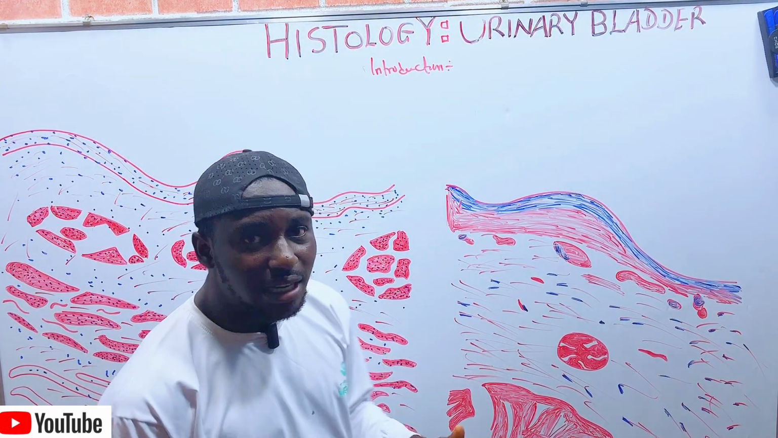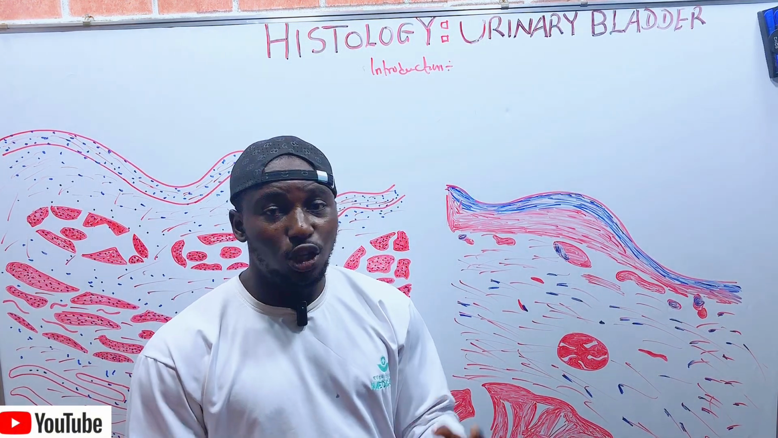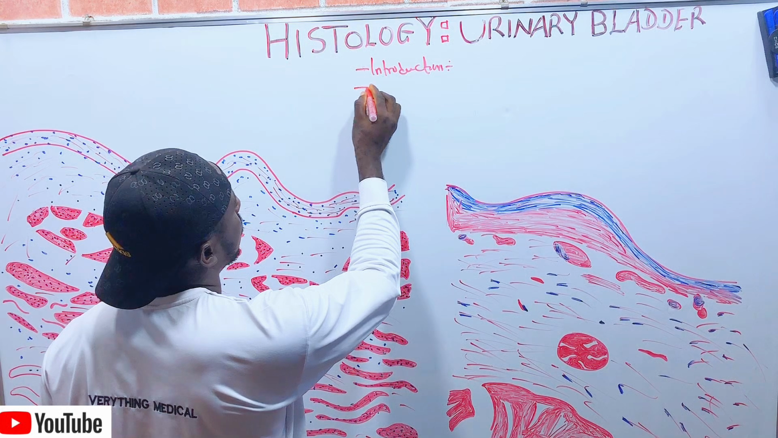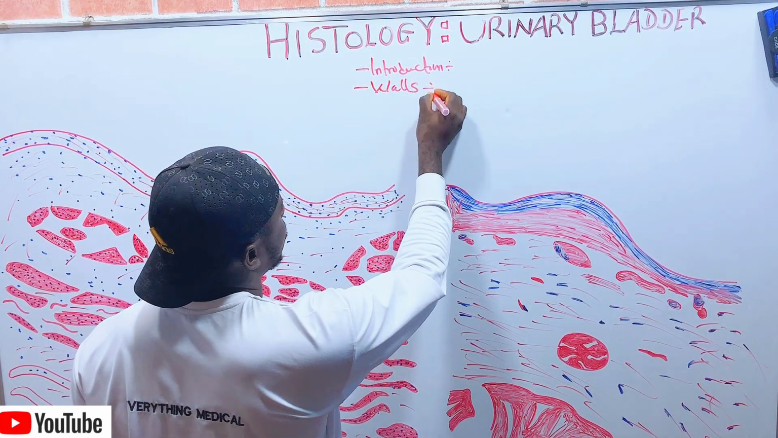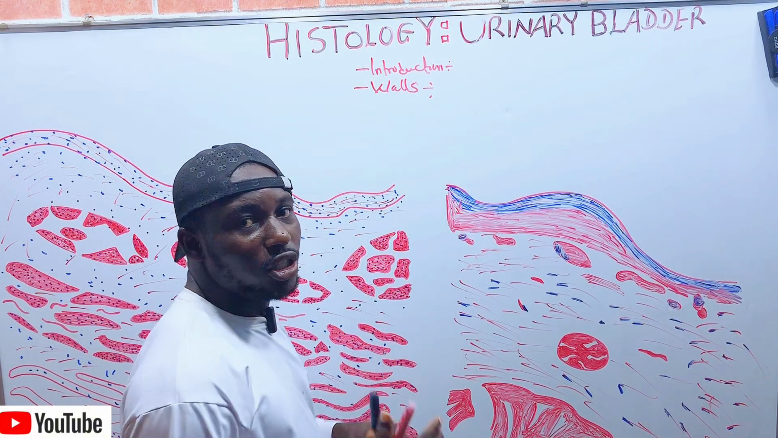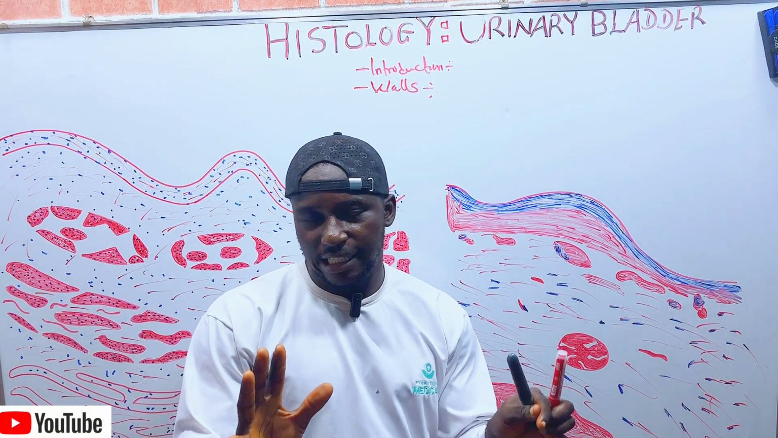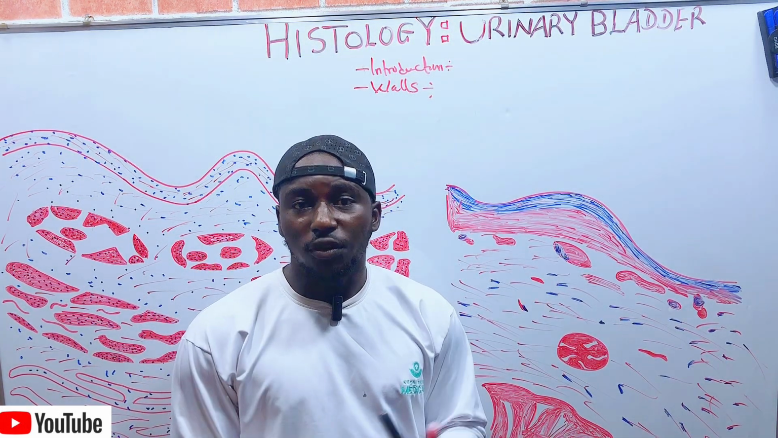Now, the next outline that we shall be discussing is the walls of the urinary bladder. The walls of the urinary bladder are made up of three layers. There are three layers that compose the walls of the urinary bladder.